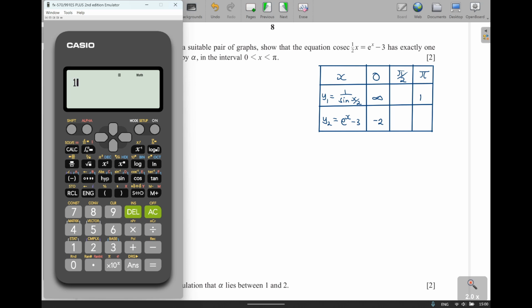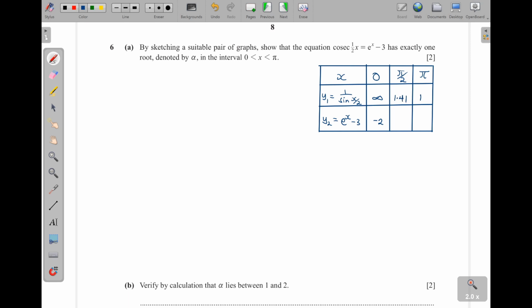So we have 1 divided by sine of 90 divided by 2, that one will give us 45. So sine of 45. This one will give us root 2, which is 1.41. So 1.41 here.